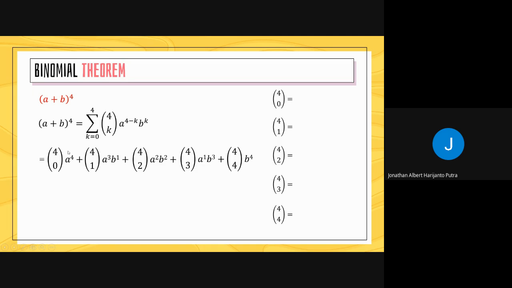So we need to count this coefficient first. So for the a and b, the method is the same as the Pascal triangle. And then we need to count all this. This all is like the coefficient, and then we just put in here.